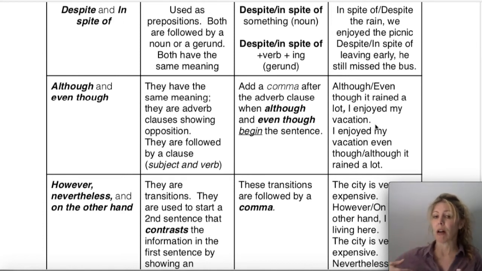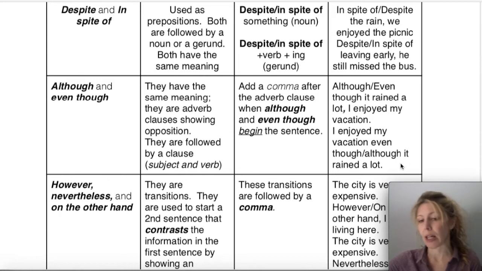You could also switch the clauses. I enjoyed my vacation even though it rained a lot. Or I enjoyed my vacation although it rained a lot. Basically with all of these you can switch your clauses, not your information. You could say, he still missed the bus despite leaving early. Sometimes we want to express the contrast first. So sometimes that contrast phrase, that contrast clause is first. But when it's first, you need a comma.